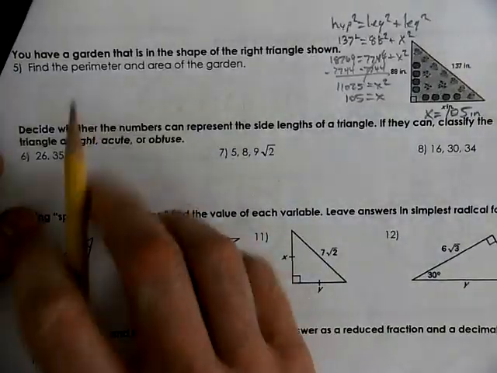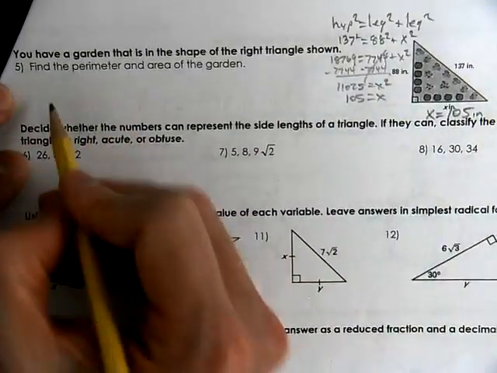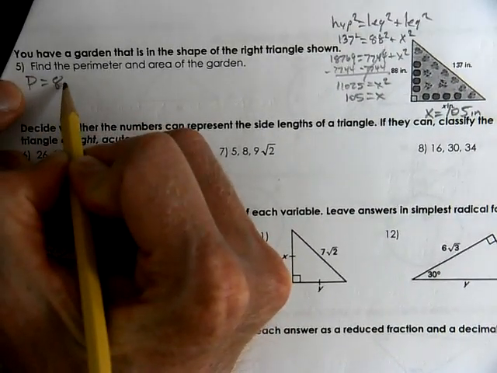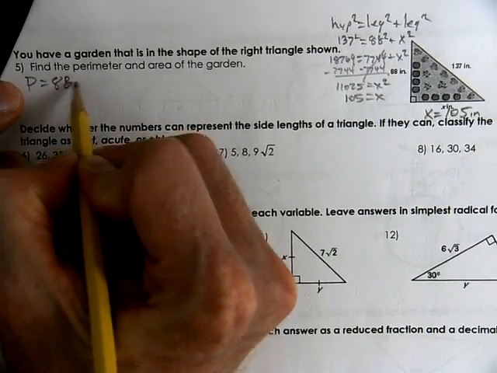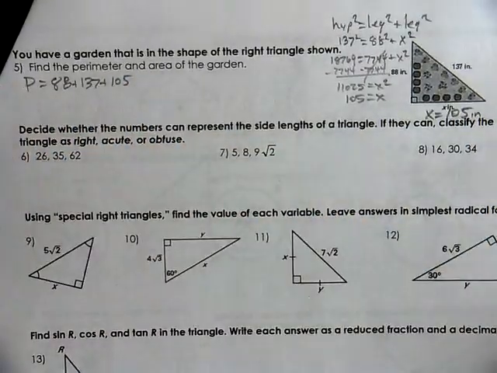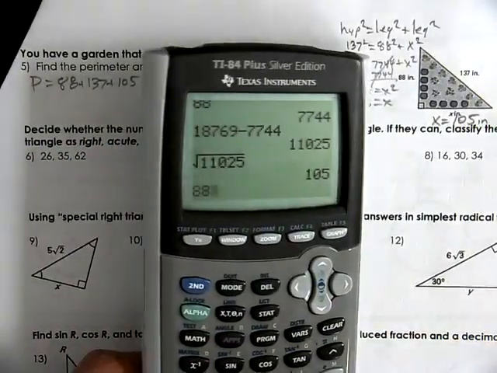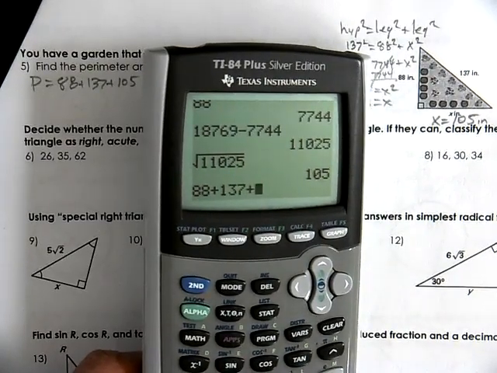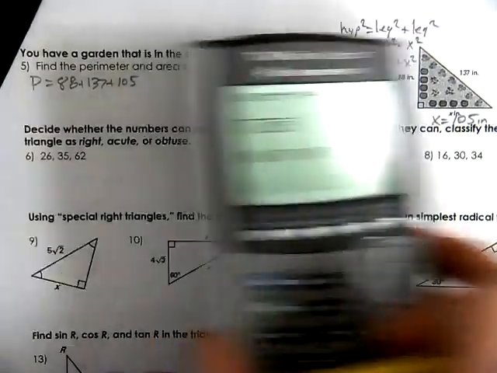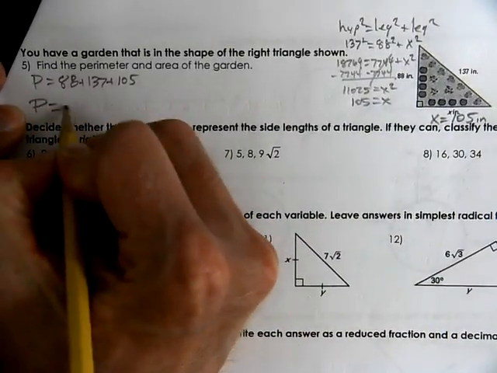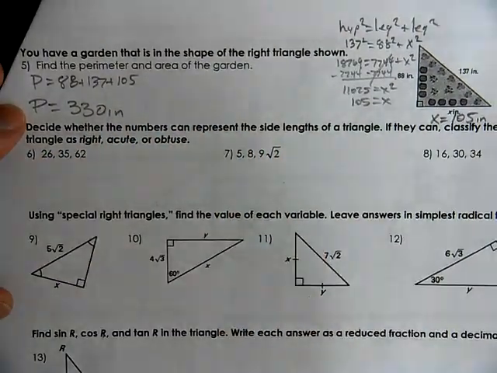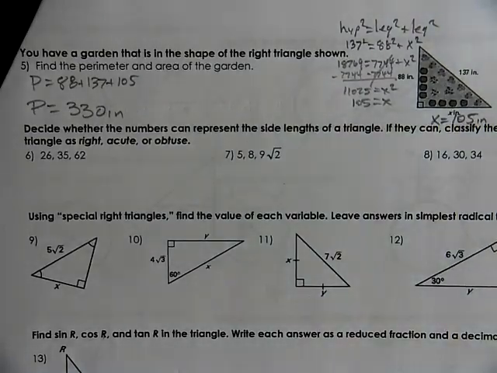But that's not the question. The question is, what's the perimeter? Well, the perimeter is all three sides added up. 88 plus 137 plus 105. 88, 137, and 105. So we have a perimeter of 330 inches. That's a straight line, so it's just inches.